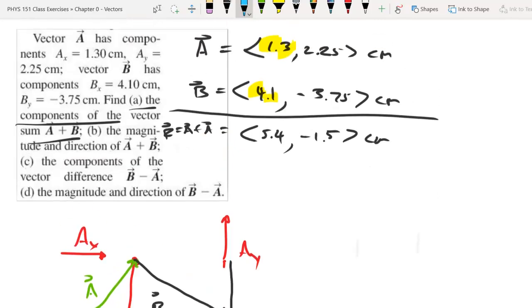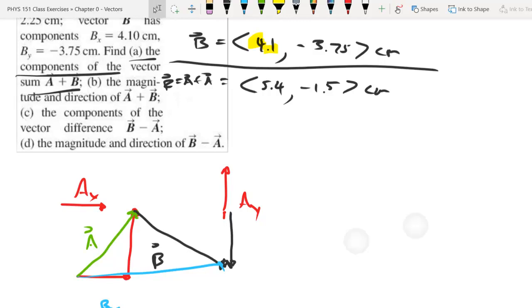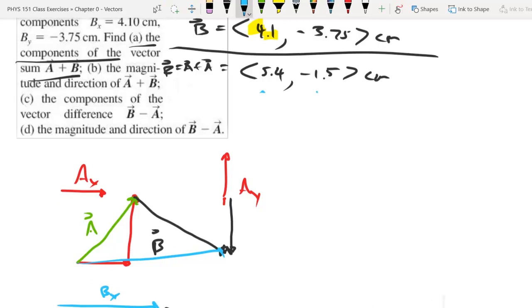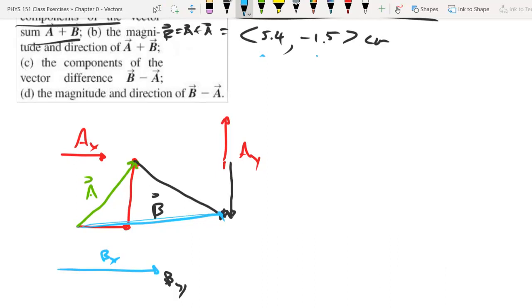The components up here are much better. But if you look at my sketch, this should be 5.4 in the X and negative 1.5 in the Y. It's a little bit off. I think I got the X decent, but the Y should have actually been negative, probably down over here somewhere. But these are very rough sketches.